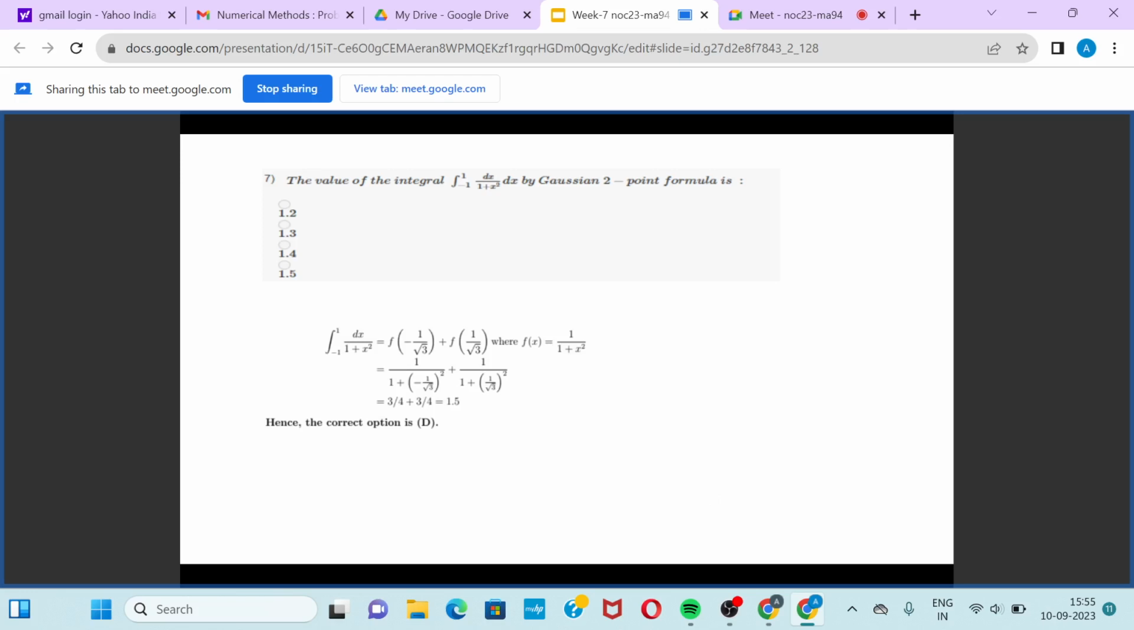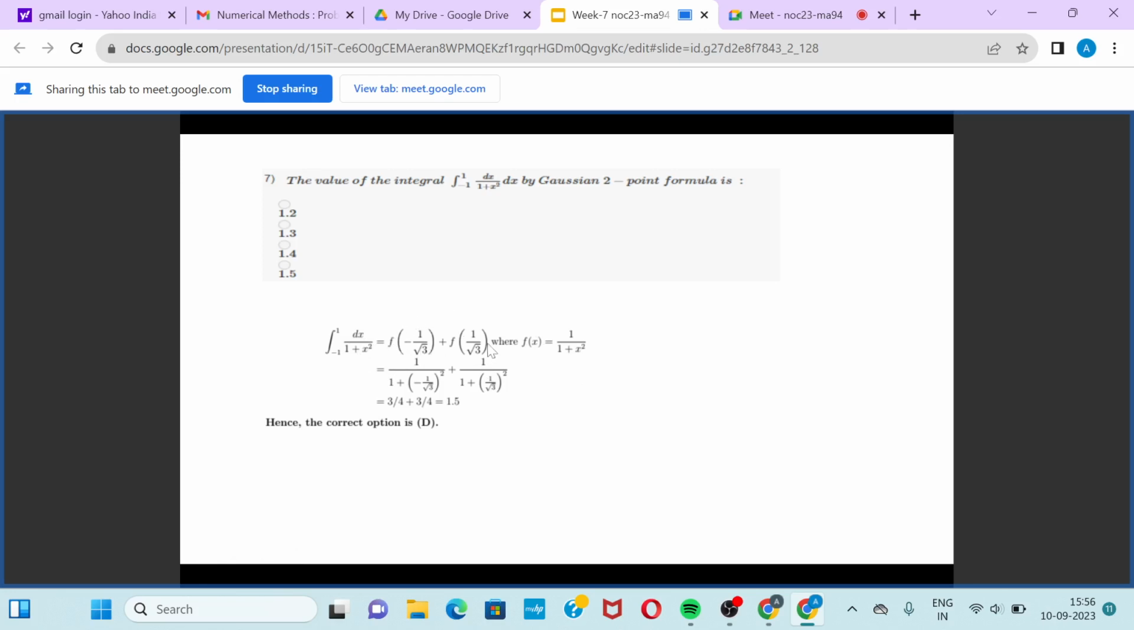So here the integral over -1 to 1 of dx by 1 plus x square, by the Gaussian two-point formula, you'll get f of minus 1 by root 3 plus f of 1 by root 3, where f of x will be 1 by 1 plus x square. So just substitute this f of x.